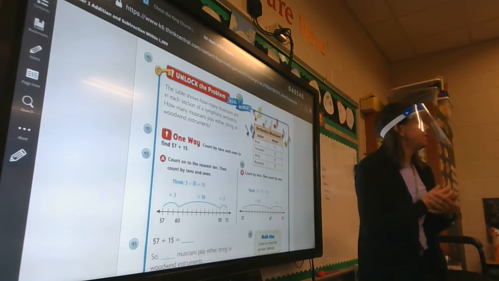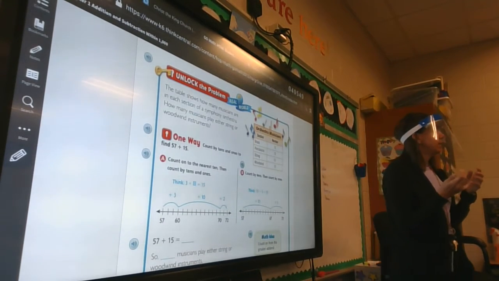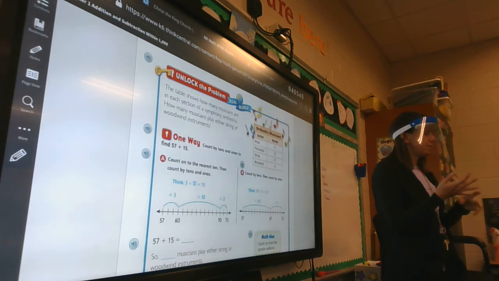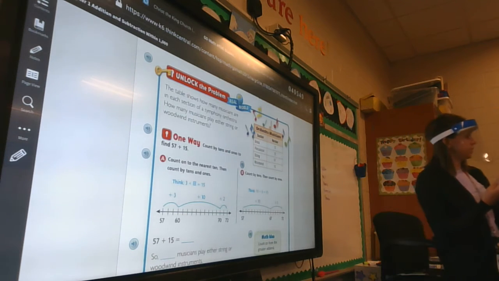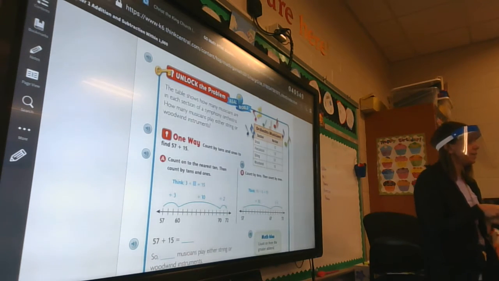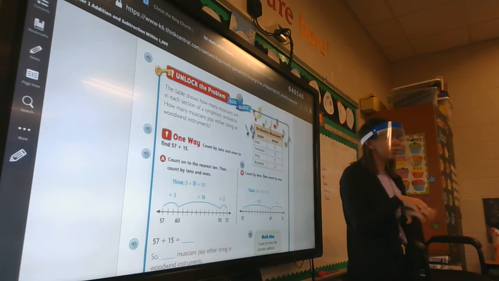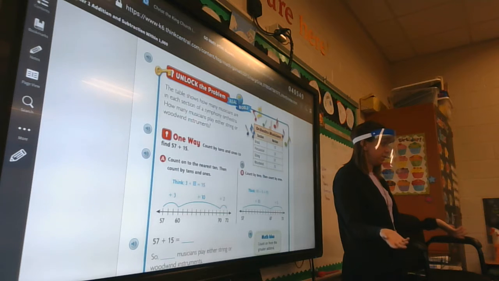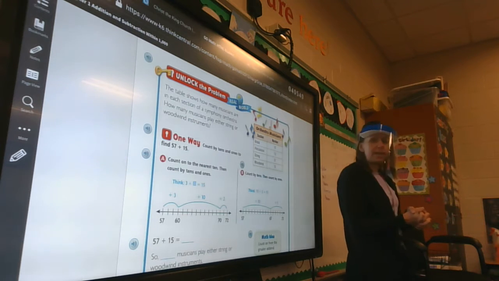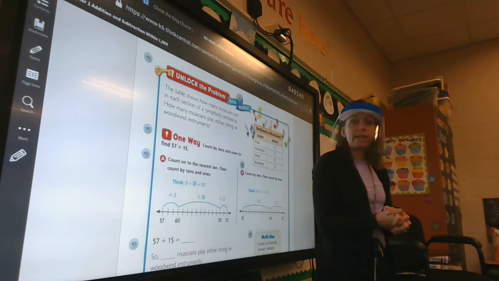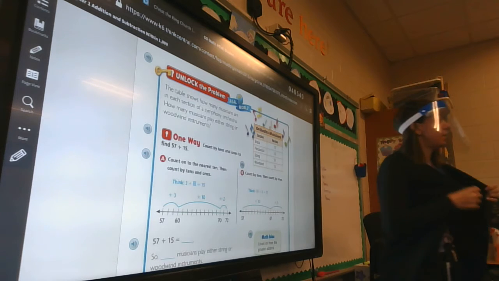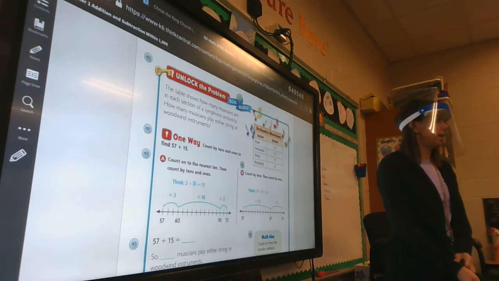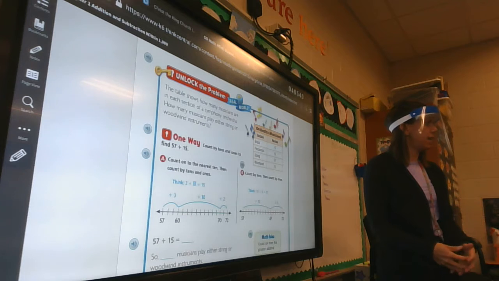All right, so we've talked a lot about rounding and estimating and number patterns, right? And now we're going to get into some different ways and strategies that we can add numbers. So one of the ways that we can add several different numbers together is by using a number line. Have you ever used a number line to help you add numbers?